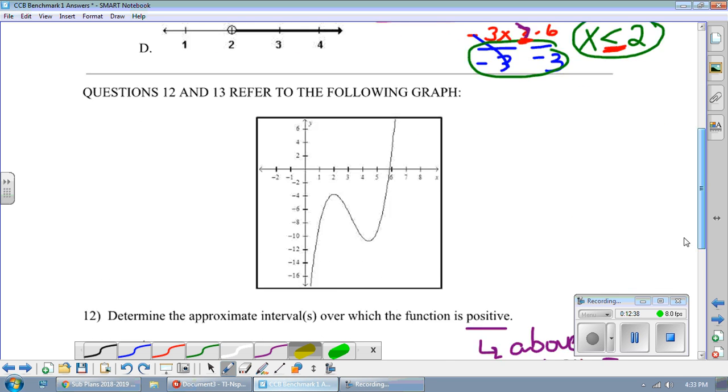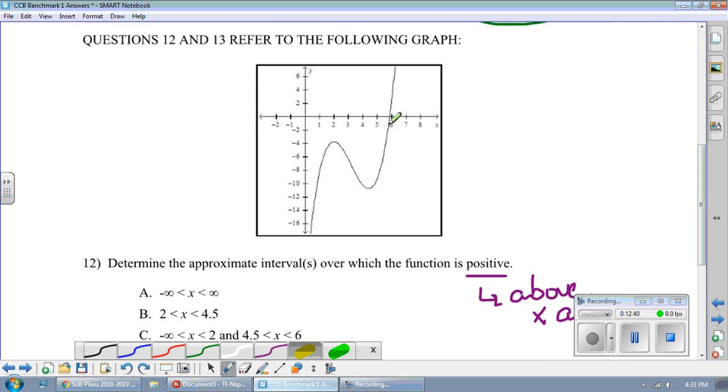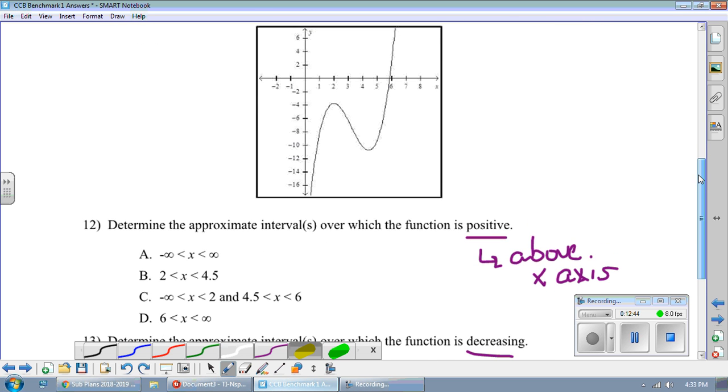Number 12. We are using this diagram, this graph, to answer number 12 and 13. So number 12 says, determine the approximate interval or intervals over which the function is positive. Positive means above the x-axis. So where is the graph above the x-axis? We are at this point right here on the graph. So I'm going to label this. This is the answer for number 12.